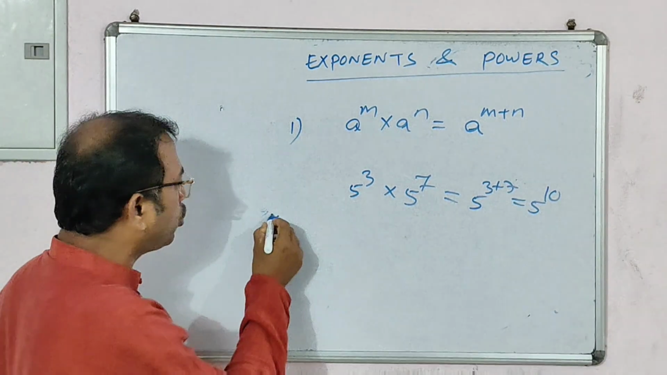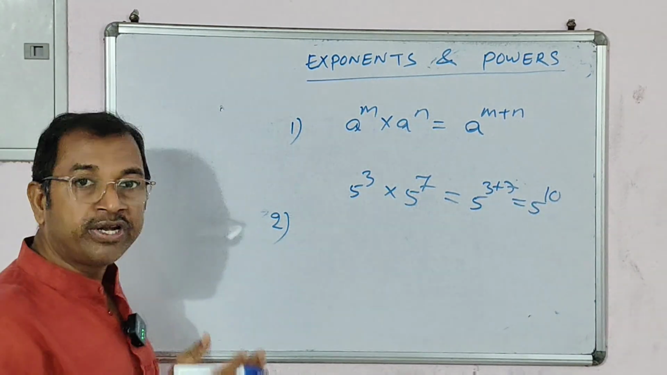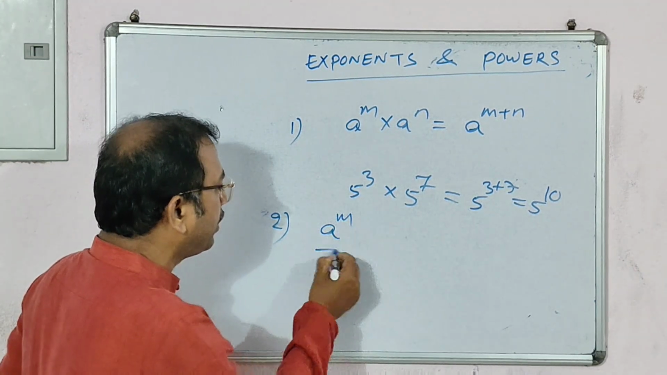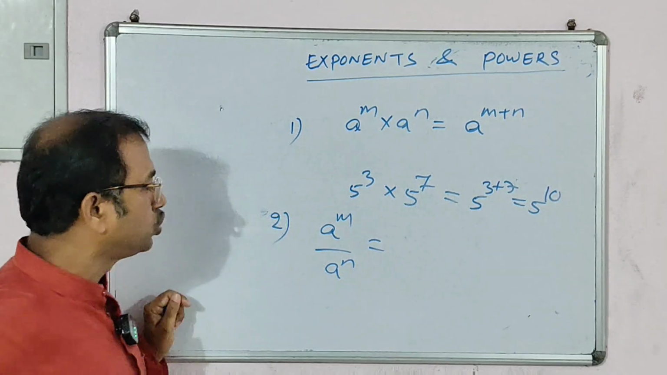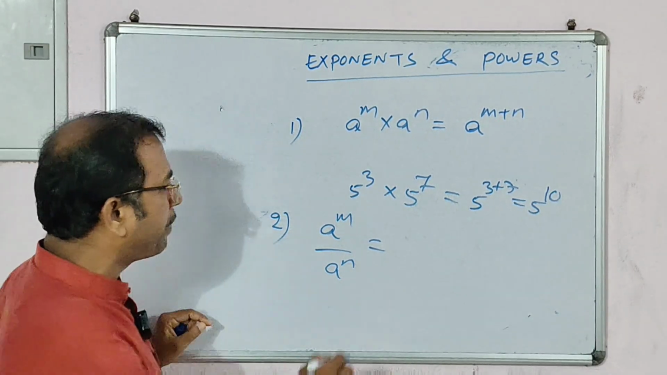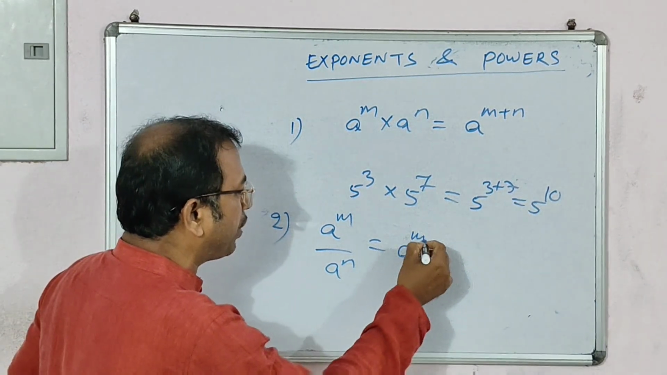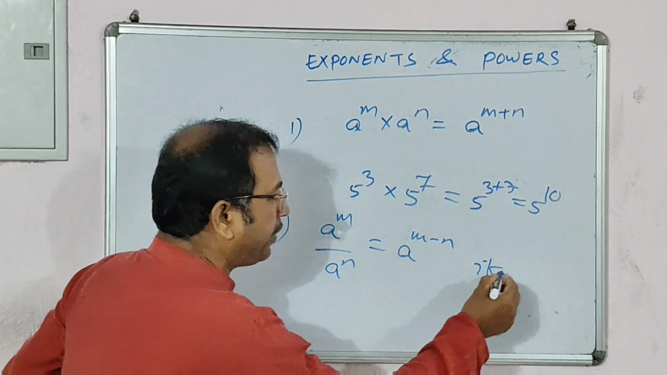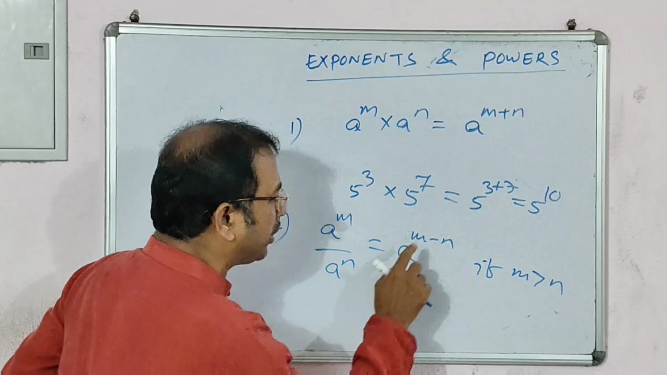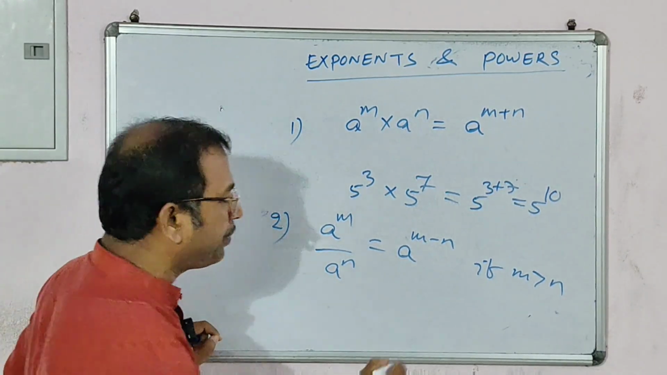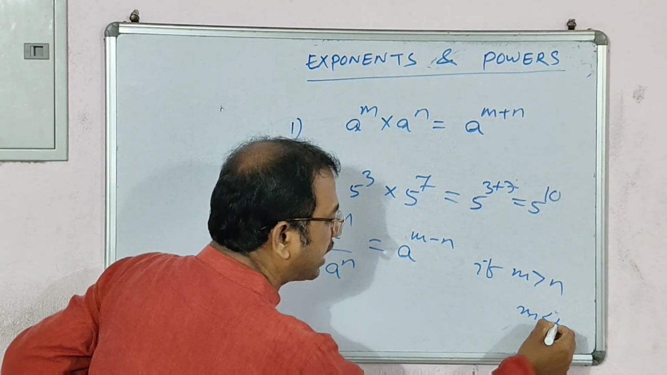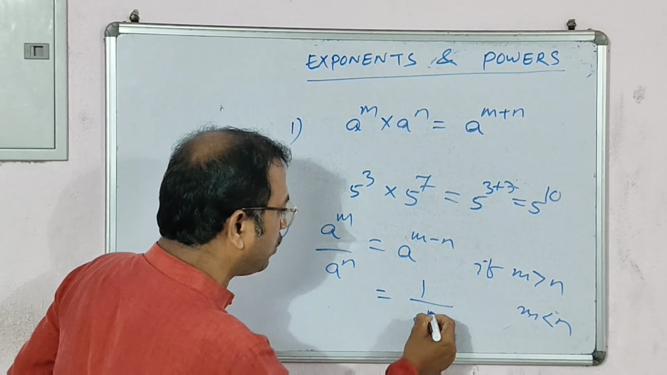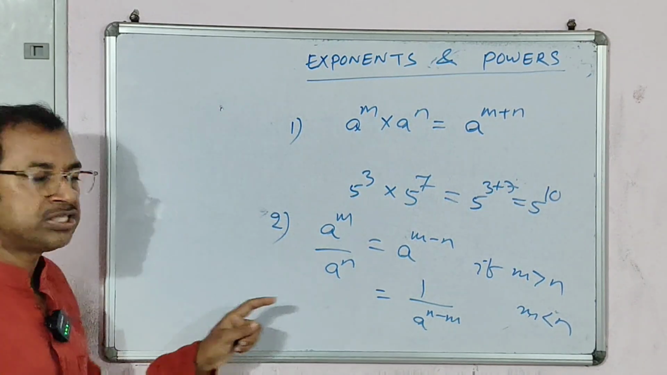Similarly, rule number 2. So when you divide, if same base is there, what will do? See, a to the power m divided by a to the power n. So what will do? Same base a, power should be subtracted. a to the power m minus n. So here one condition is there. If m is greater than n, then a to the power m minus n. If m is less than n, then नीचे पावर बढ़ा है तो ये you can write 1 by a to the power n minus m. This is the rule number 2.